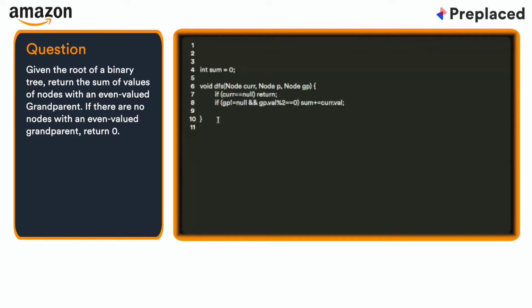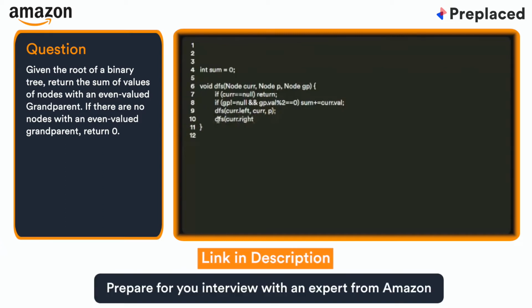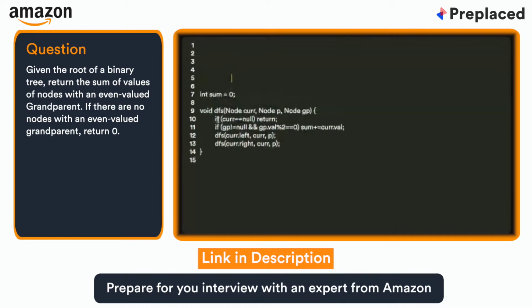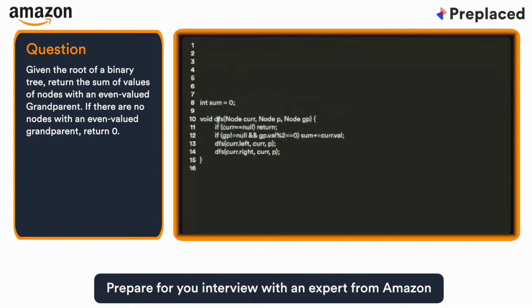And now I will be making DFS calls. So I'll say DFS current dot left, passing current as my parent, and I will be passing my parent as the grandparent of my successor. Then I'll be making another call for the right subtree, current comma parent. In the end I will be having the value that I'm looking for. Just a minute, I need to check something as well.